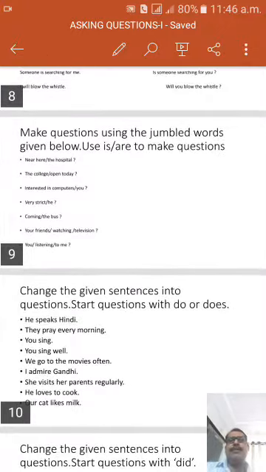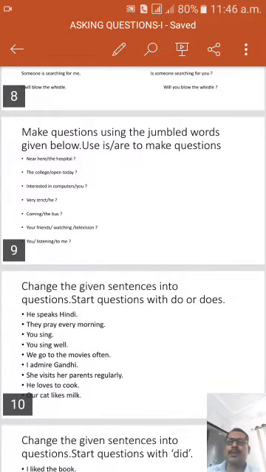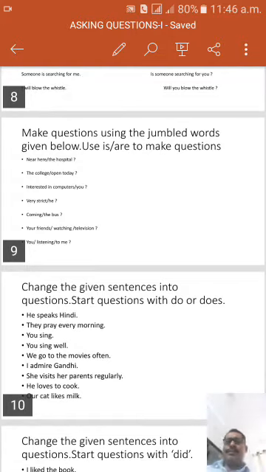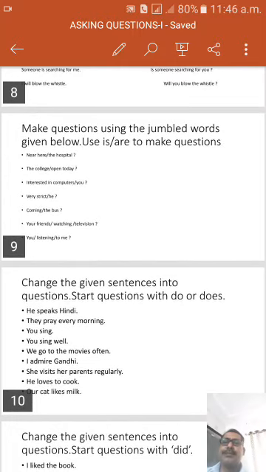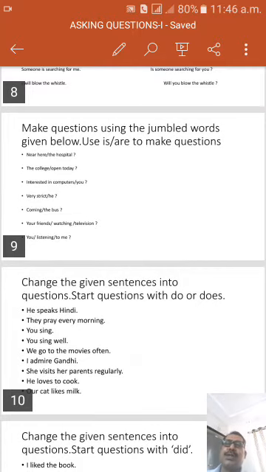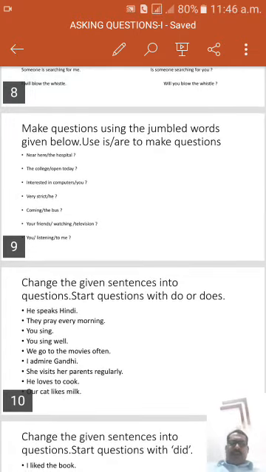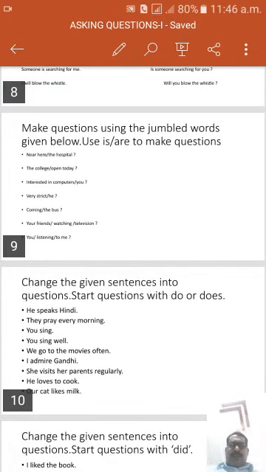Now, let us do some exercises. Make questions. Make questions using the jumbled words given below. Use is or are to make questions. So these are the jumbled sentences with which we have to make yes or no type questions.